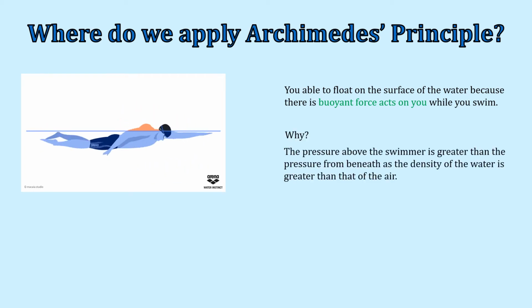The reason why the swimmer is able to float on the surface of the water is that the pressure from beneath the swimmer is greater than the pressure above, as the density of water is greater than that of the air. Do you ever try to swim in salt water and fresh water? Do you experience any difference?